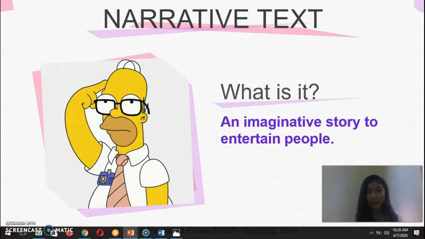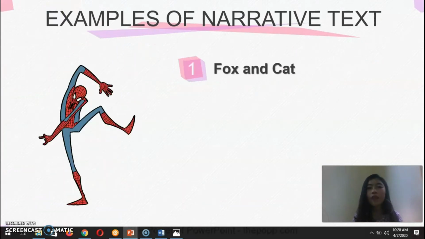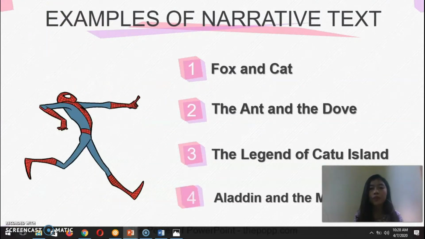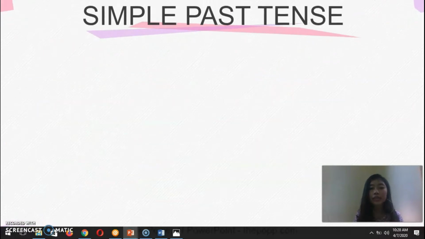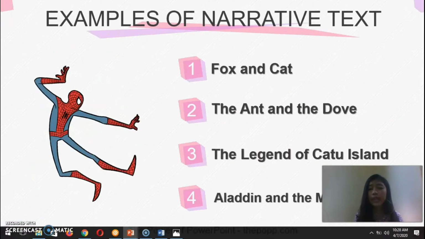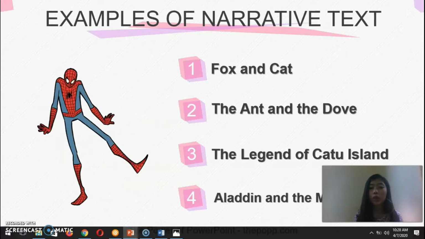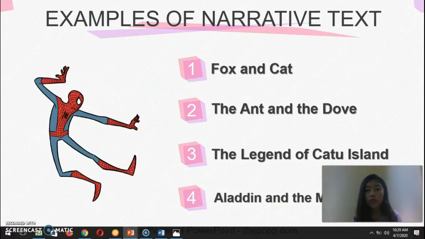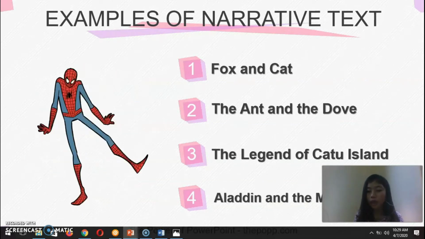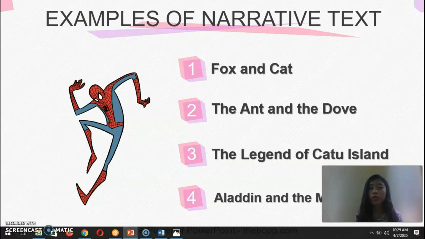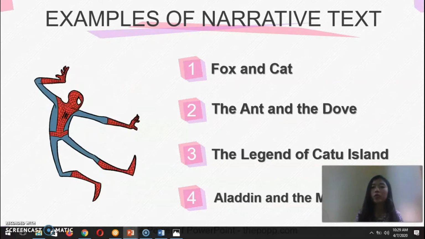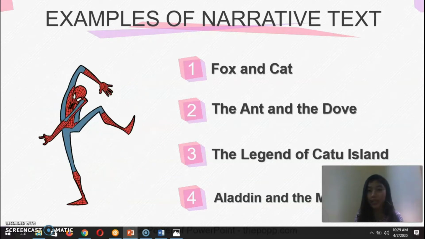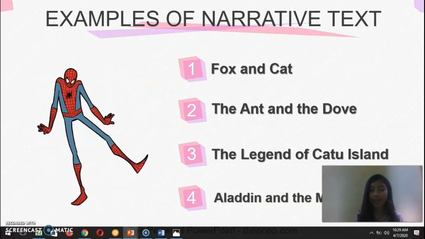Let's take a look at the examples. There are various examples of narrative text. As you can see here, the first ones are Fox and Cat, the Ant and the Dove, just like what some of you typed in menti.com. So these are examples of fables. And then the Legend of Chato Island, along with the other one, Aladdin and the Magic Lamp. There are still various examples of narrative text. You can discover them in your book, also in other sources, like Google. There are lots of examples of narrative text.